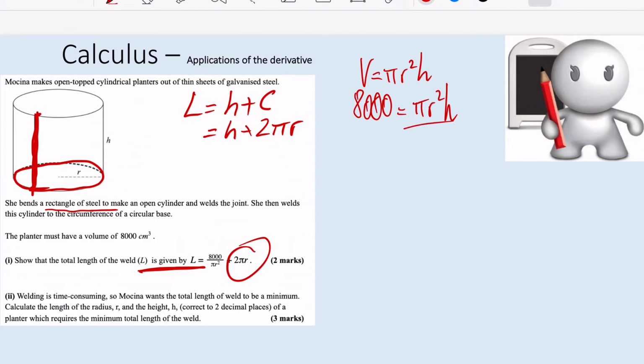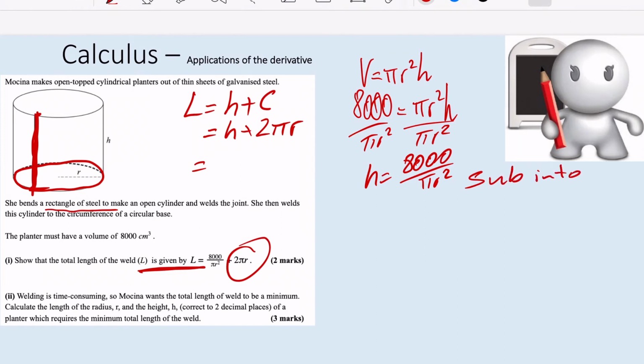I'm going to divide both sides by pi r squared. h is equal to 8,000 over pi r squared. There's my link, and now I'm just going to substitute that in there. Okay, so sub into L equals h plus 2 pi r. So 8,000 over pi r squared plus 2 pi r.